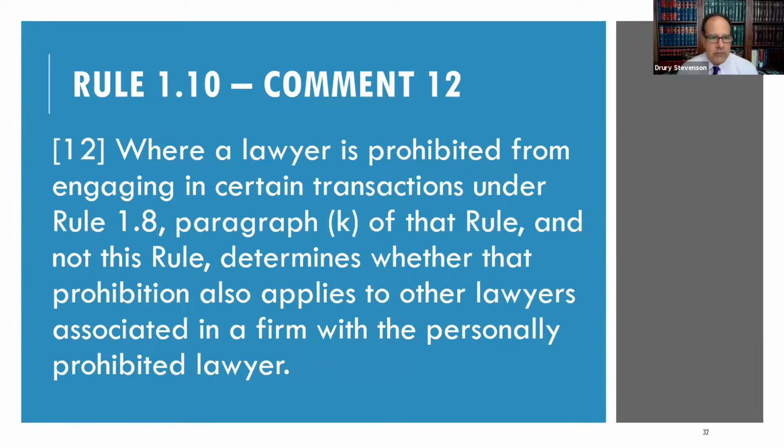Okay, comment 12. When a lawyer is prohibited from engaging in transactions under 1.8, I mentioned this at the outset of this video, paragraph K of that rule, and not this rule, determines whether that prohibition also applies to other lawyers associated in a firm with the personally prohibited lawyer. And so please note that those types of conflicts, we did impute everything except sex with a client, which was 1.8J, to the rest of the firm. And go back to 1.8K and look at that. We don't quite have the same screening procedures there that we do here.